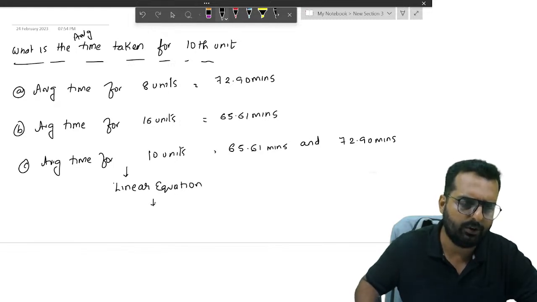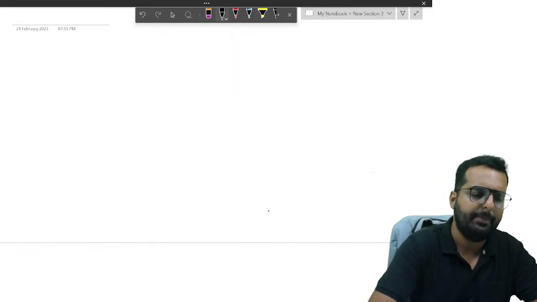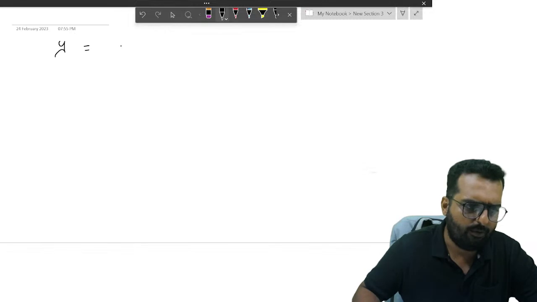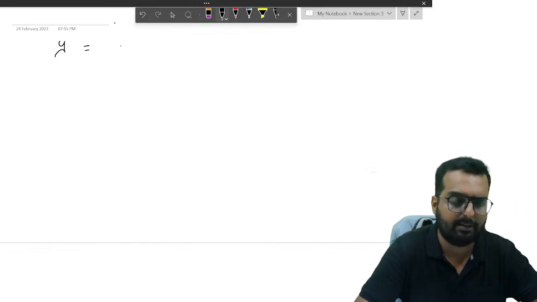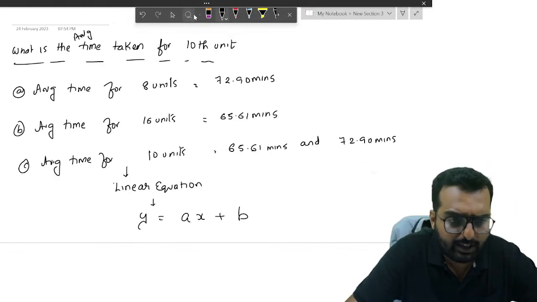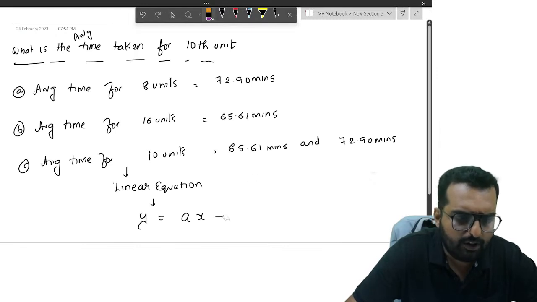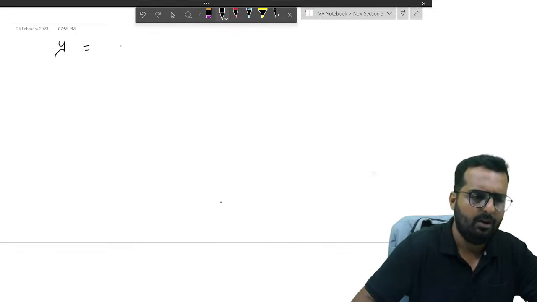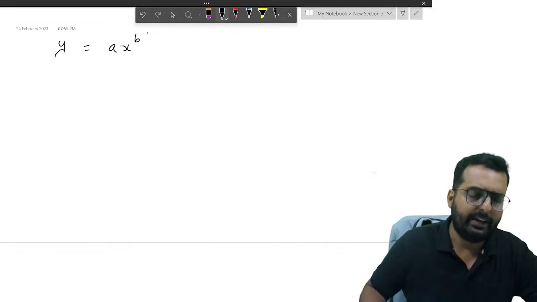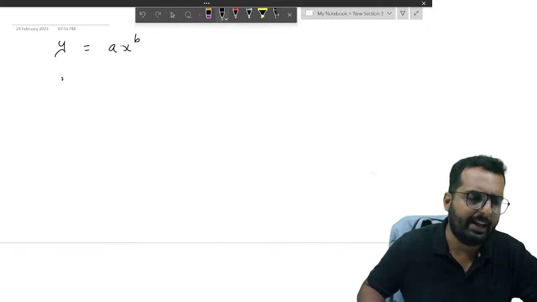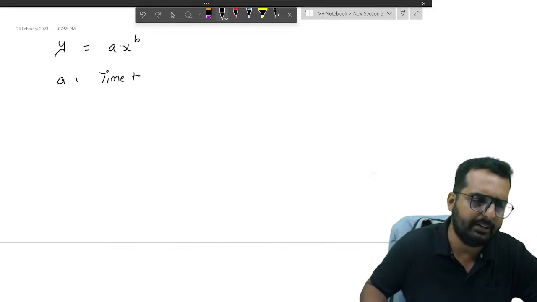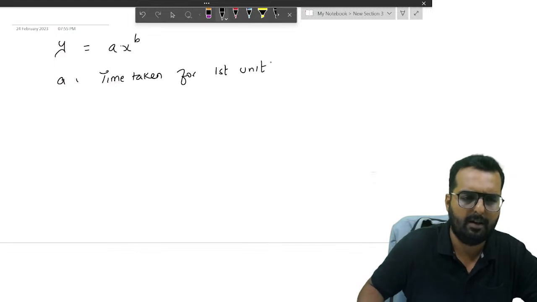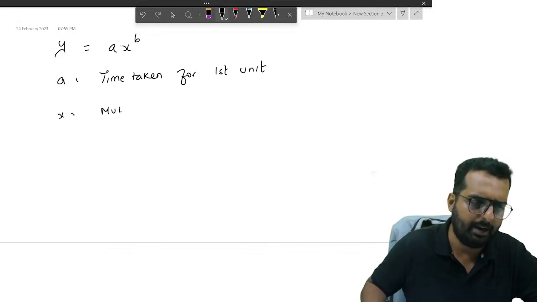And the linear equation goes like this: y is equal to ax plus b. I will take a fresh page. Sorry, not ax plus b, we want to take the exponential equation. So y will be equal to ax raised to b, where a is the time taken for the first unit. X is going to be the multiple.